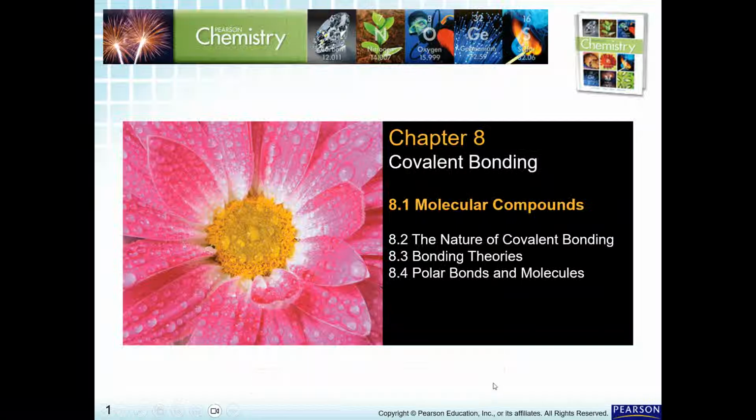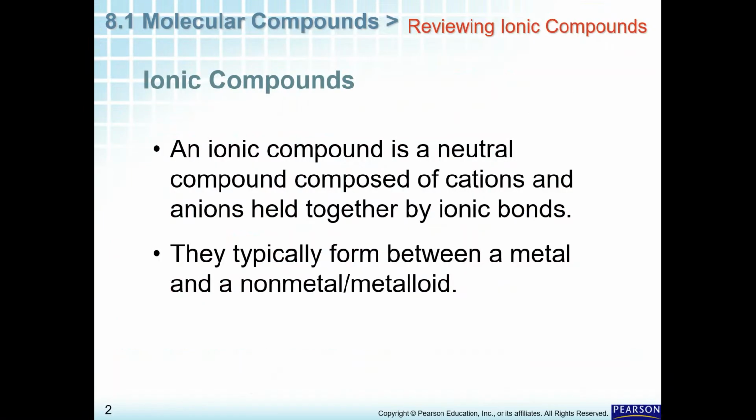Hey class, today we're going to learn about covalent bonding and we're going to start chapter 8. But before we can actually talk about covalent bonding, we're going to review a little bit of what we learned in chapter 7 because these two chapters kind of go hand in hand in the type of compounds that different elements can make. So in the last chapter, we talked about what ionic compounds are and how they are formed, and we also talked about several characteristics of them.